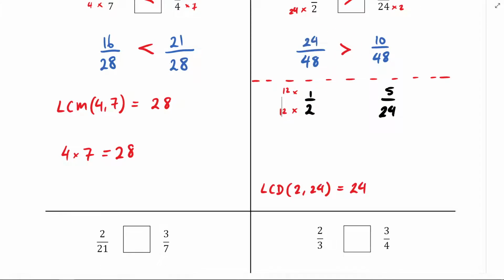Now what we're going to end up with is, 12 times 1 is 12, 12 times 2 is 24. And this side, you don't have to do anything to. Just like that, we've got the same denominators. So that's the lowest common denominator. It's easier to work with the lowest common denominator because now you've got 12 on 24 and 5 on 24. And it's quite clear that 12 on 24 is going to be bigger because you've got a bigger numerator. So that means 1/2 is bigger than 5 on 24.